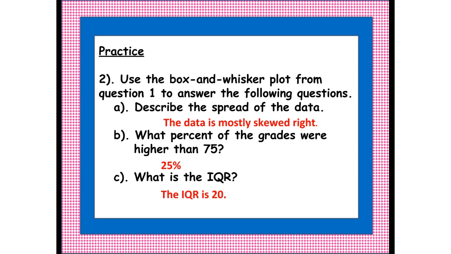For 2A, it says to describe the spread of the data. This data is mostly skewed to the right, meaning there's a lot more data on the left side. It says what percent of the grades were higher than 75? Well, higher than 75 is just that whisker sticking out on that side. So anything out on the whisker on the right side is 25%. The IQR is 75 minus 55, and that gives you 20. Upper quartile minus the lower quartile.